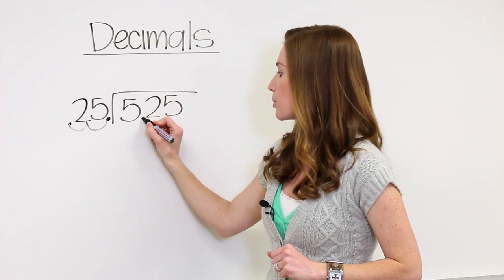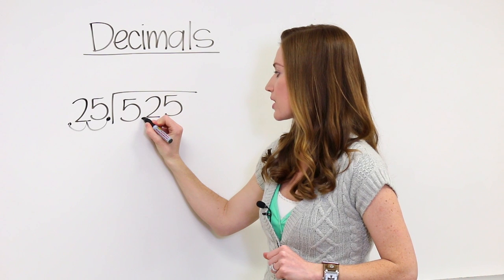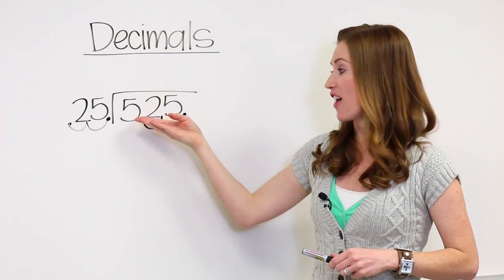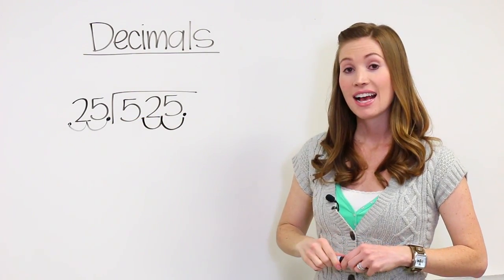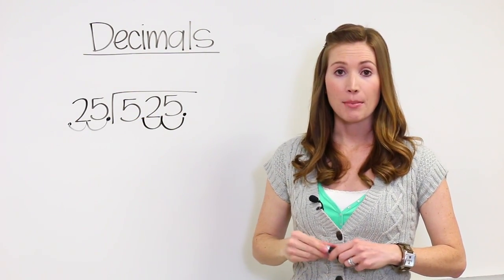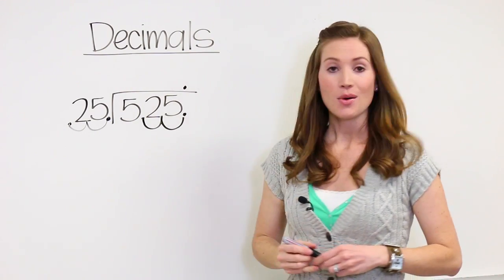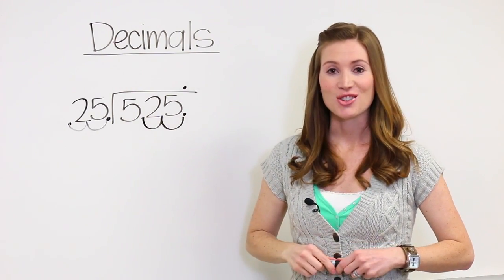Now what we do to the outside, we must also do to the inside. So we'll move our decimal point in 5 and 25 hundredths 2 places to the right. 1, 2. So our dividend is now 525. Now our next step is to bring up our decimal point. So let's do that. And now we're just going to divide as usual.